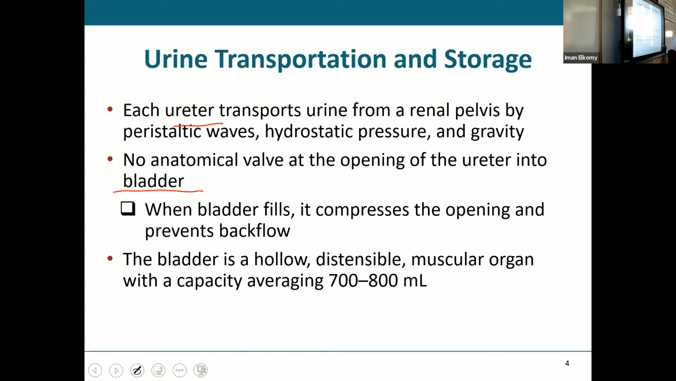Now, the thing is, once the urine leaves the renal pelvis through the ureter and it goes down to the bladder, there's no check valves here. There's nothing controlling it. It simply just drips down like a continuous leaky faucet into the bladder, right?